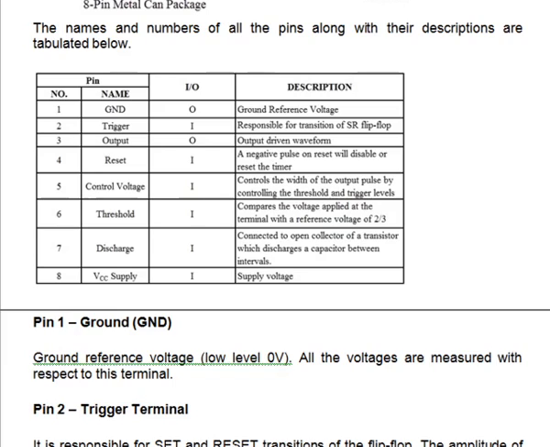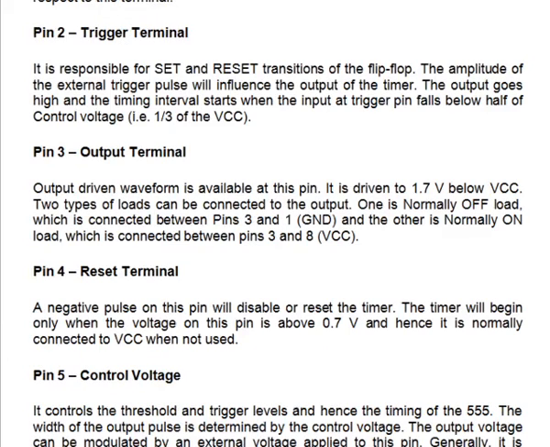Now, pin 1, ground reference voltage. All the voltages are measured with respect to this terminal. Now pin number 2, that is the trigger terminal, it is responsible for set and reset transition of the flip-flop. The amplitude of the external trigger pulse will influence the output of the timer. The output goes high and the timing interval starts when the input at the trigger pin falls below half of the control voltage.